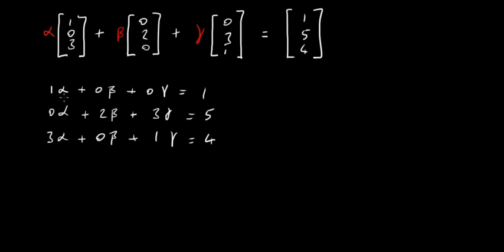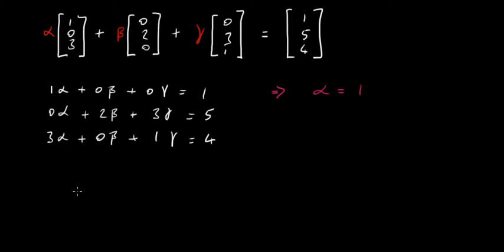Well, immediately here I can see that alpha is going to be 1 anyway. Alpha here is going to be 1. So that's one result anyway. So let's just write that down here. So this equation here will give me alpha is equal to 1.